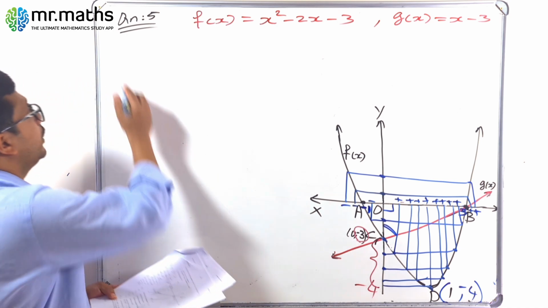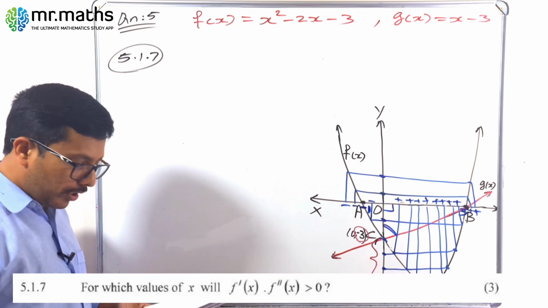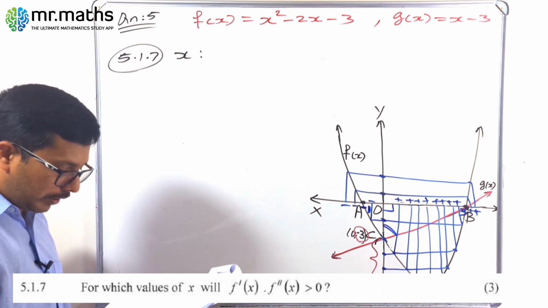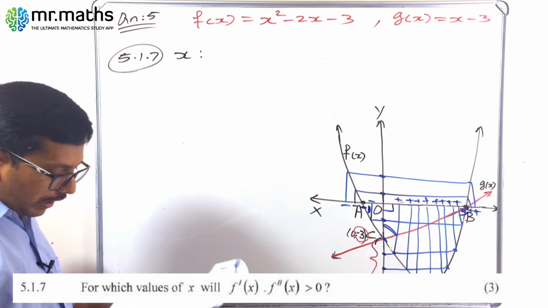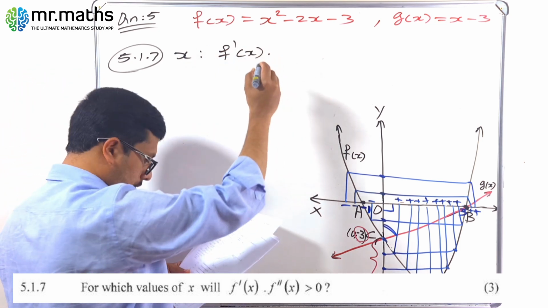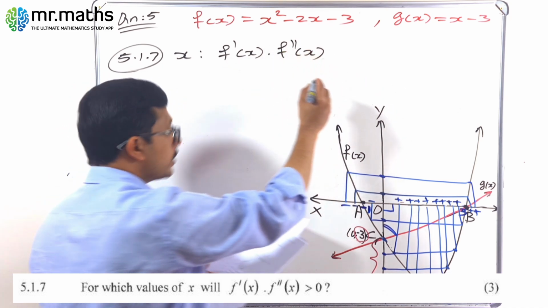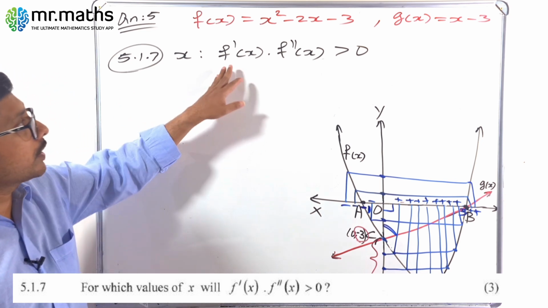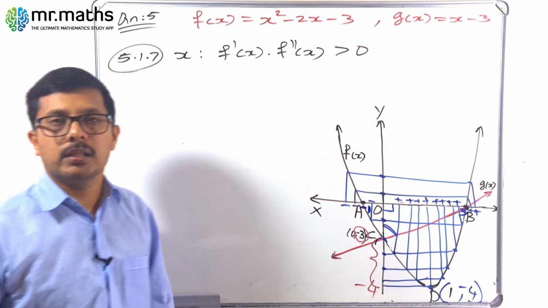Five point 5.1.7. What is that question? For which values of x? So there also you have to find the values of x. There you have to find the values of x for which f dash of x into f double dash of x is greater than 0. You have to find the values of x where, what is the condition? f dash of x times f double dash of x is greater than 0.